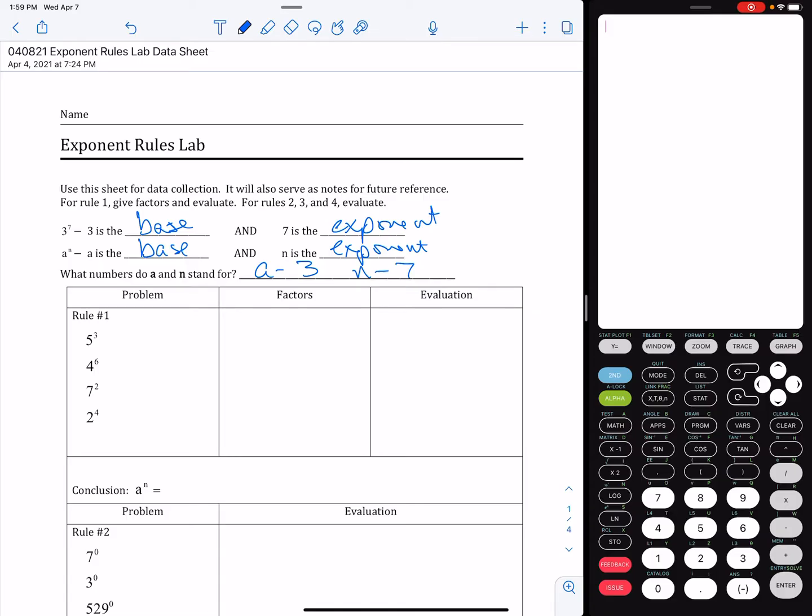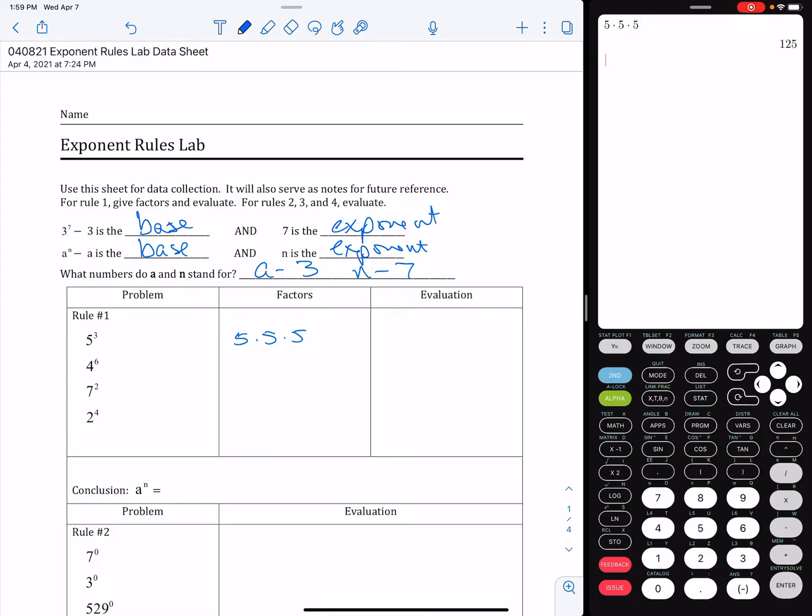So let's look at this first rule. In the first rule, it says 5 to the 3rd power, and I asked you to write the factors out. Well, what does 5 to the 3rd power mean? 5 to the 3rd power really means 5 times 5 times 5. Those are called the factors of this problem. Now, there are 2 ways that you can evaluate this. Evaluate means get an answer, simplify. You can type this into the calculator as 5 times 5 times 5 using the factors, or you can use the exponent key.